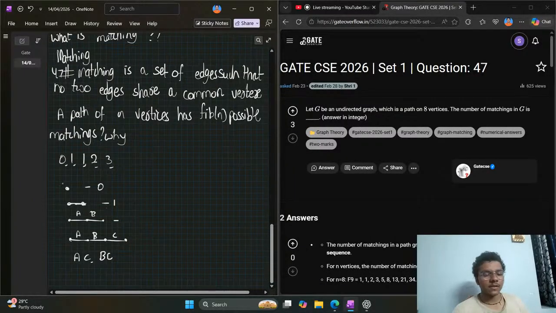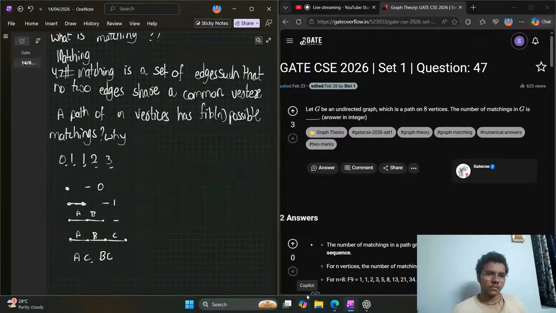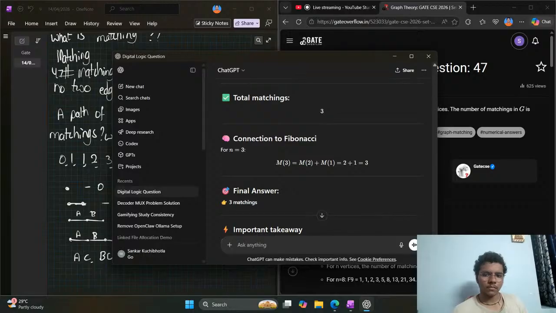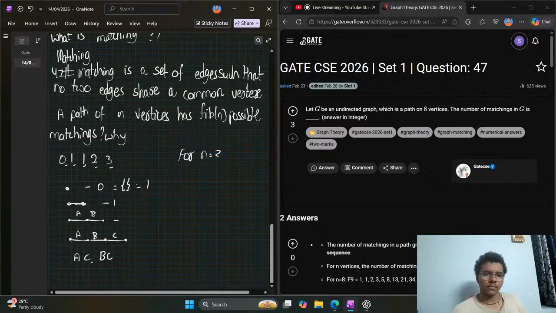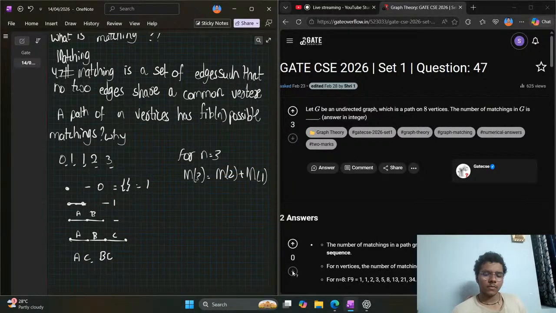Okay, empty matching is always allowed. Okay, this is the base case. These are recursive cases. Okay.